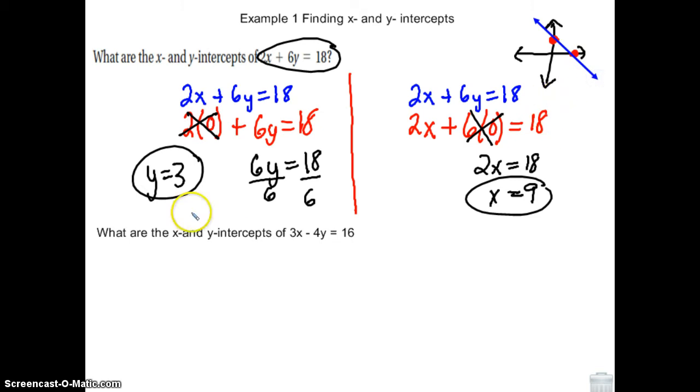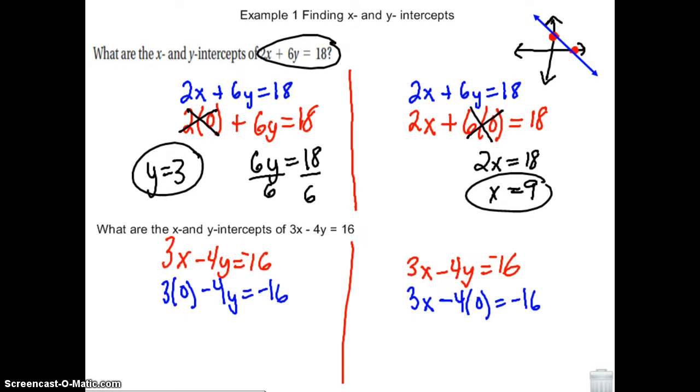Why don't you go ahead and try to do the next problem on your own by plugging in 0 for x on this side and plugging in 0 for y on this side, and see what you get for the x and y-intercepts. Okay, so now that we have this all set up, I need to erase these negatives because I just realized that those were not negatives. My apologies on that. So as you can see, on the left side I plugged in 0 for x, and on the right side I plugged in 0 for y.